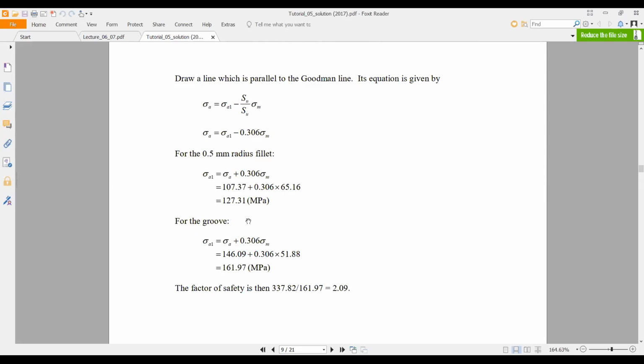You are not going to combine those two. Calculate the fillet and groove separately and check the alternative maximum value for each point and which one is higher. At the groove it is higher, so you need to consider the groove only. So you need to calculate the factor of safety at the groove. Are we clear? Okay.